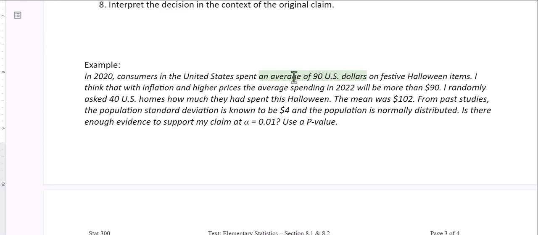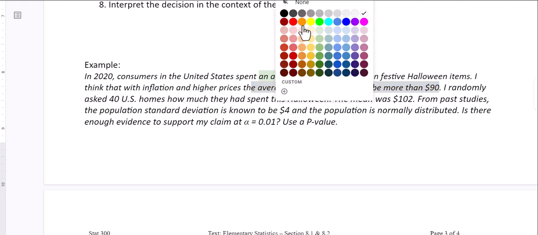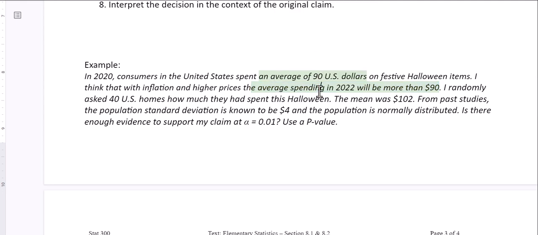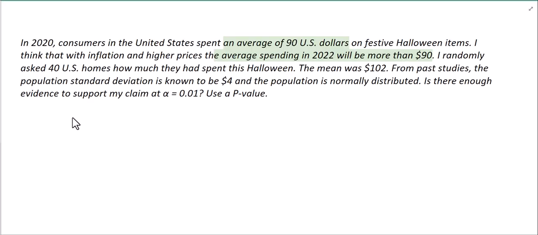So that means the mean is equal to 90. And my claim is that I think it's going to be more than 90. Right? My claim is that the average spending will be more than 90. So those two already are my alternative and my null hypothesis. Which one is which? Now remember, the null hypothesis has to have the equals symbol, and the alternative has the inequality symbol. So let's write them out.